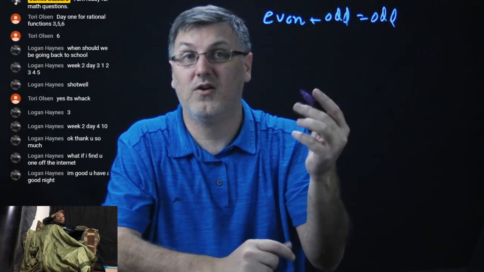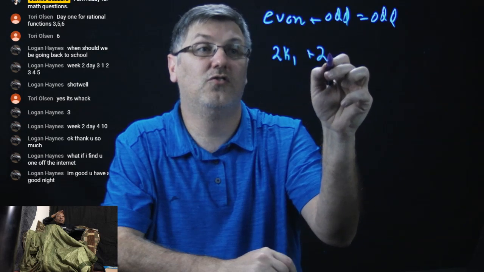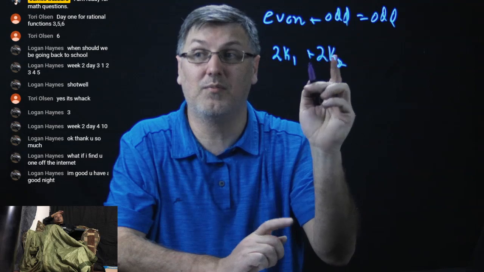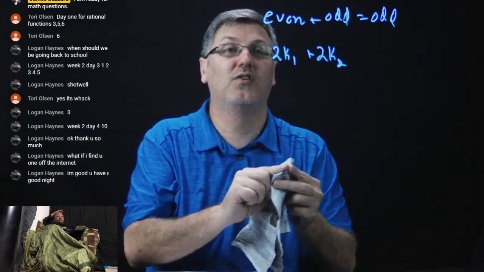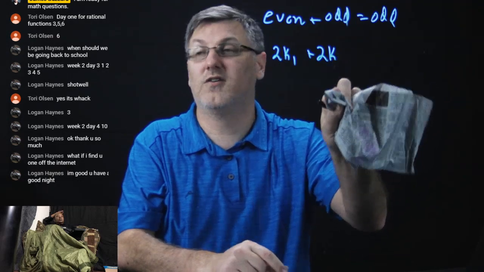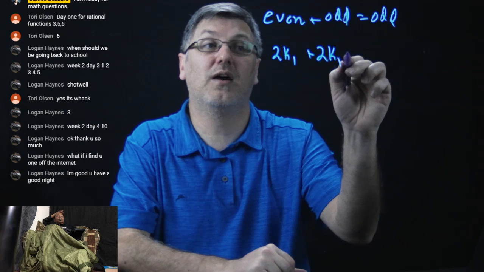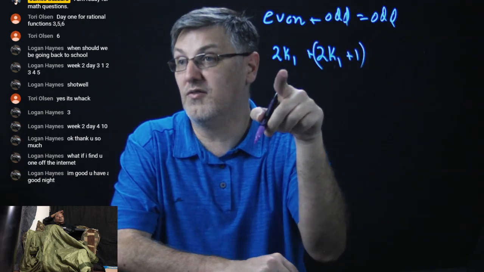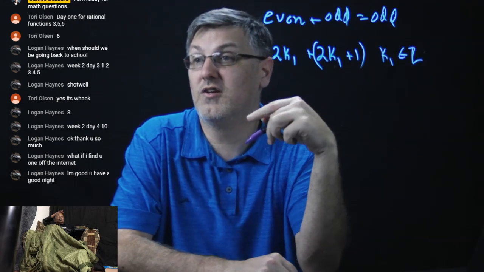But why? It's the same trick. 2k sub 1 plus 2k sub 1. Well, it could be the same number, it doesn't matter. I'm going to do plus 1 so they're consecutive numbers, like 2 and 3, and 3 and 4. 2k sub 1, but now plus 1. This right here is an odd number. This is an even number. k sub 1 is an element of the integers.